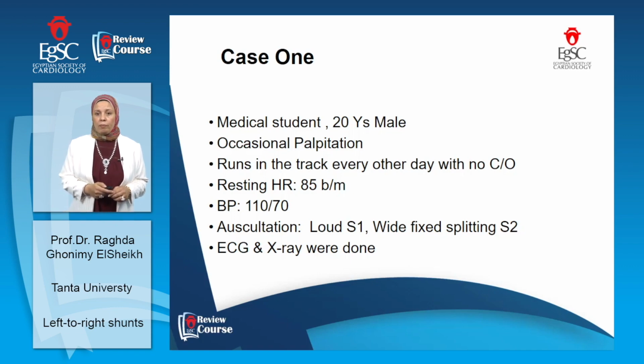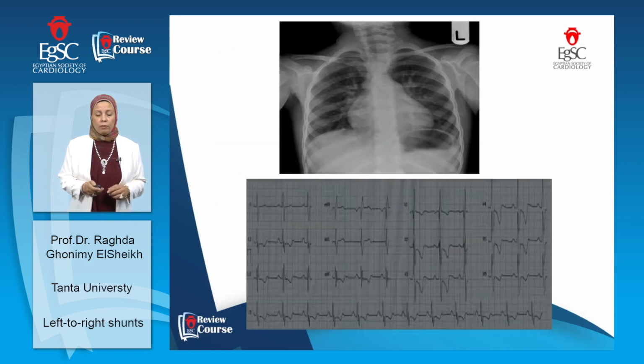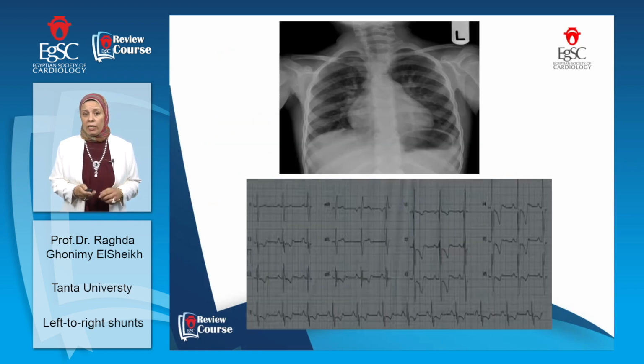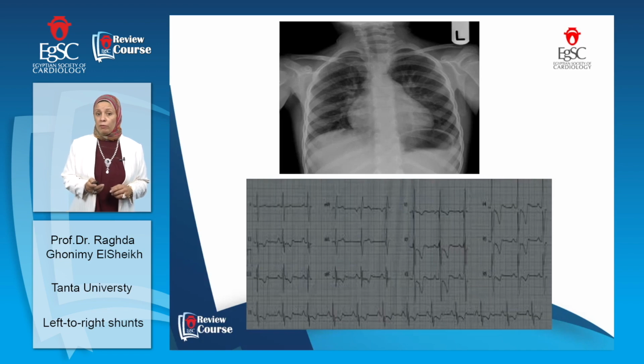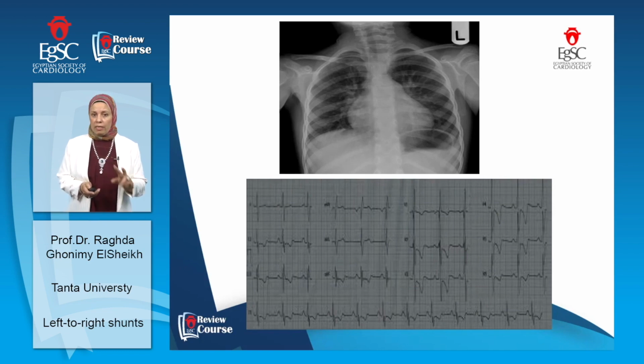So we take the decision to do an ECG and X-ray for this medical student. In the X-ray, we can appreciate cardiomegaly with right ventricular apex. To the right side of the sternum, we can appreciate right atrial dilatation. There is significant congestion of the pulmonary circulation in the central and peripheral pulmonaries.